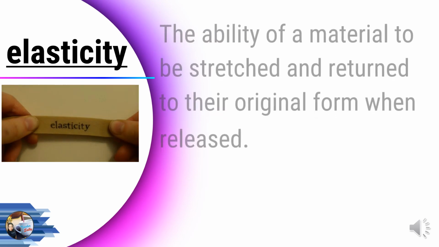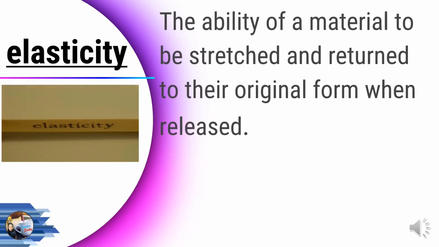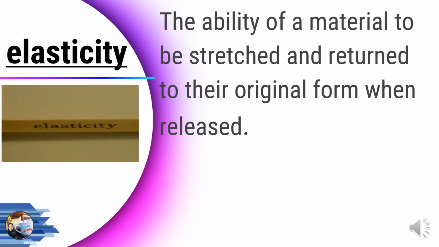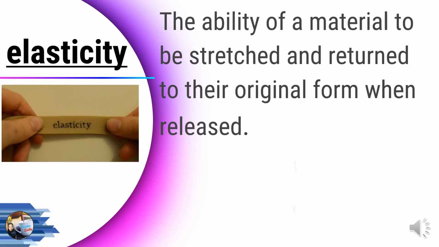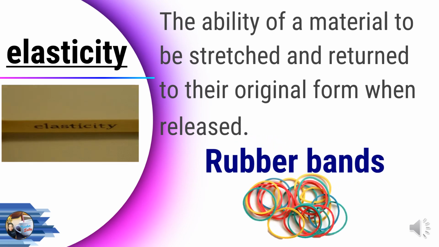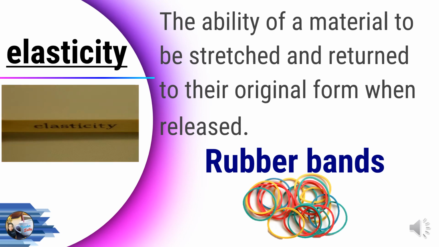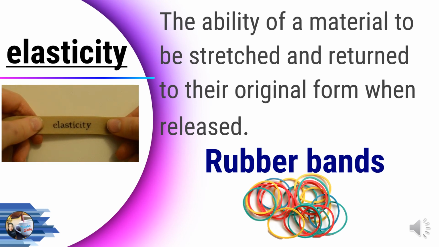Next, we have elasticity. This is the ability of a material to be stretched and returned to their original form when released. Example is rubber bands. Rubber bands return to their original form after being stretched or being compressed.